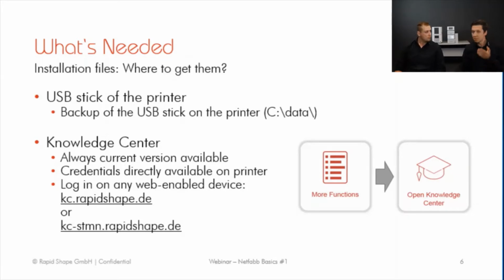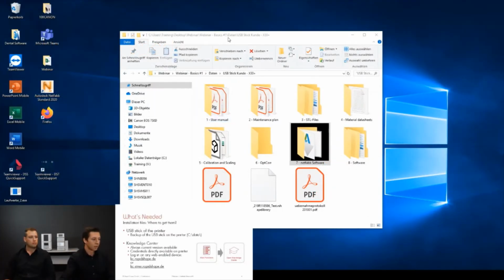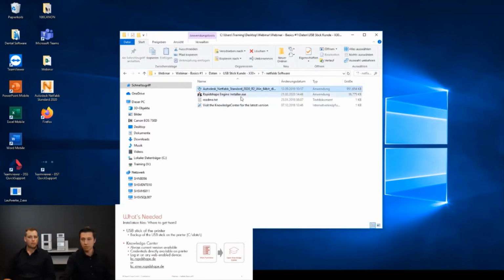Usually you always receive a USB stick when you receive a machine. On the USB stick, there's also a backup of this USB stick on the printer, but on the USB stick there's everything you need for the installation. So all the files regarding what we will cover also later, but at the moment we're just covering the files for the installation of Netfabb and the rapidshape engine installer. If we have a quick look, you can see what the stick looks like inside. This is the stick, and you can see there's a user manual, maintenance plan, and so on. Most important for now, folder number 7, Netfabb software. In here you can find the Netfabb installer and the rapidshape engine installer, as well as a README.